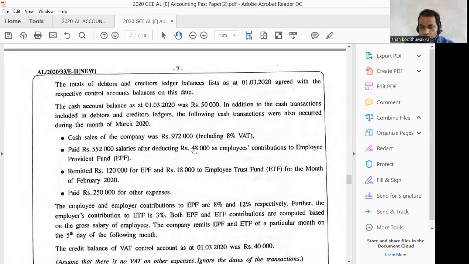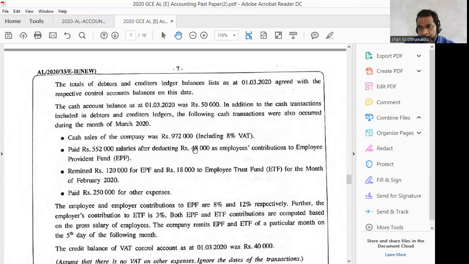Because the employer or owner of the business has to pay another 12% of the gross salary as his contribution. It's also a must. Therefore, you can equate 48,000 to 8%. So 48,000 divided by 8 and multiplied by 12 equals 72,000. That is the employer's or owner's contribution for EPF.